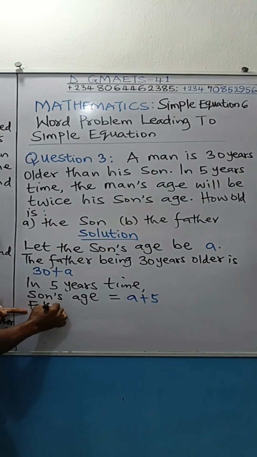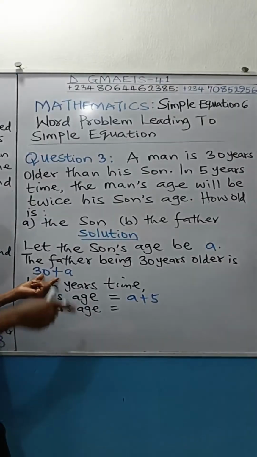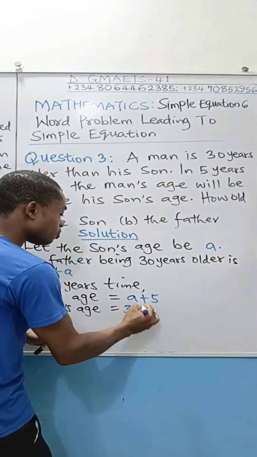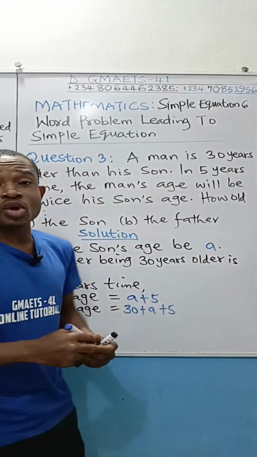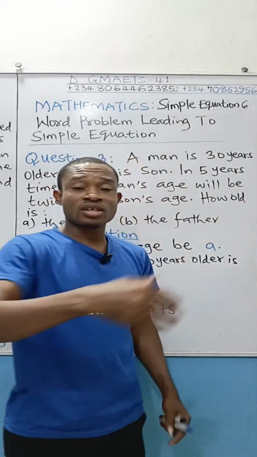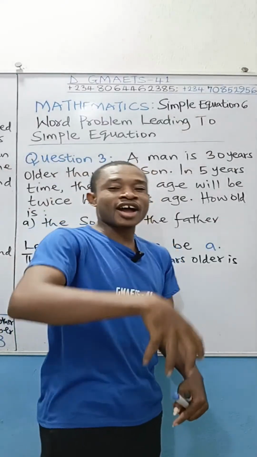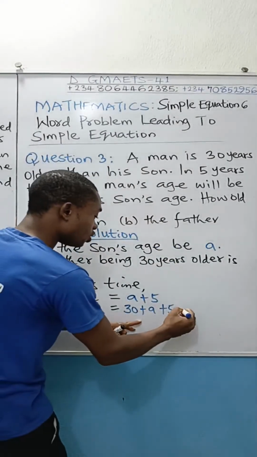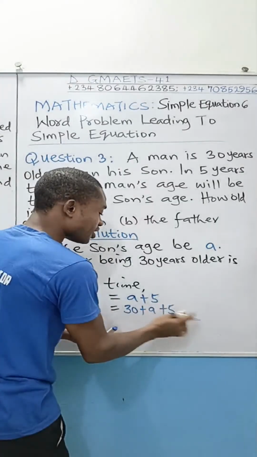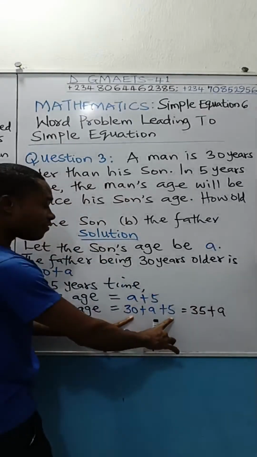What about the father's age? In 5 years' time, the father's age will be equal to, remember that the father's age was 30 plus A. Then in 5 years' time, it is going to be 30 plus A plus 5, because you are going to add that 5 to the age of the father now. If you solve this, you get 30 plus 5, which is 35. So 35 plus A. 30 and 5 are like terms.